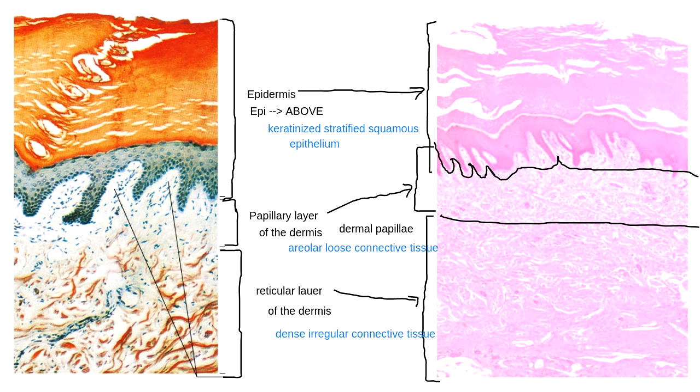The reticular layer of the dermis has dense, irregular connective tissue. Dense, irregular connective tissue. Yeah, we're frantically looking it up, right? Yep, no shame in that. We're still learning our locations.